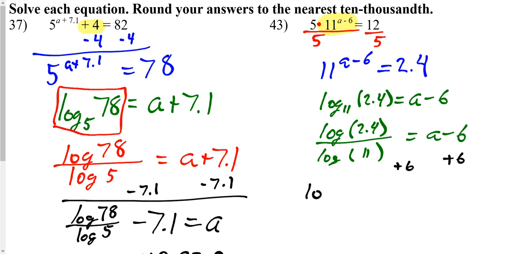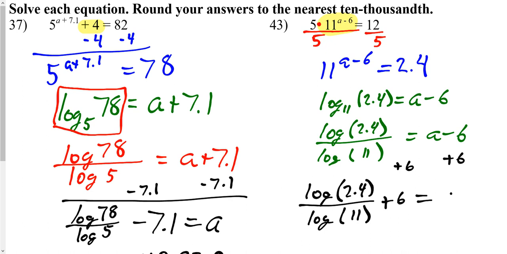So we're going to have that log fraction with a plus 6. And then we can just type it in just as we see it. Go log 2.4, close your parenthesis, divide log 11, close your parenthesis, plus 6. Type it in all at once, and then you get a to be about 6.3651 when you go to the nearest 10 thousandths, which is 4 decimal points.